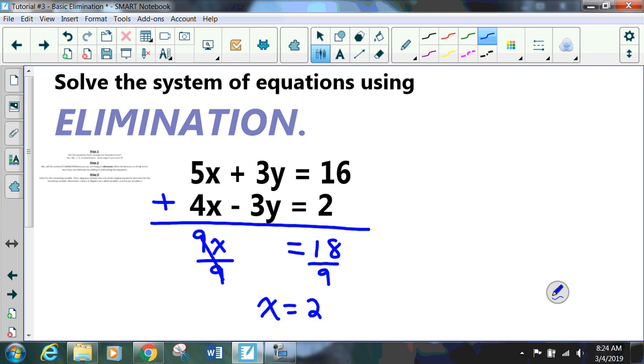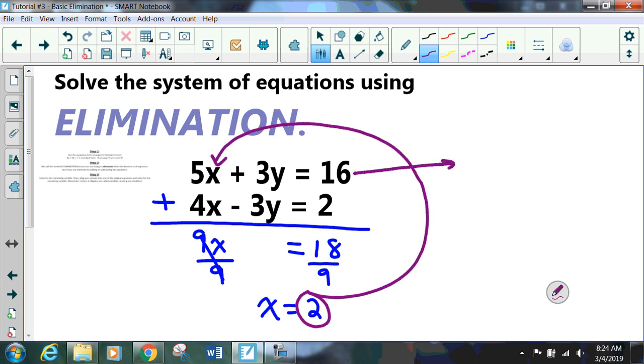Now, we've learned when we solve a system that the answer is a coordinate point, right? There's an x part of the answer and a y part of the answer. So using elimination, we got to one part. And just like with substitution, we're going to plug our first answer back into either equation. I'm going to pick the first equation. When I see an x, I'm going to plug in a 2. Instead of writing an x, I'm going to plug in a 2 with parentheses, and I'm going to go ahead and solve this for y.